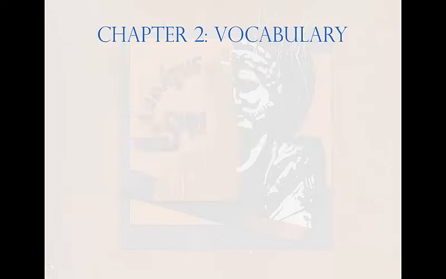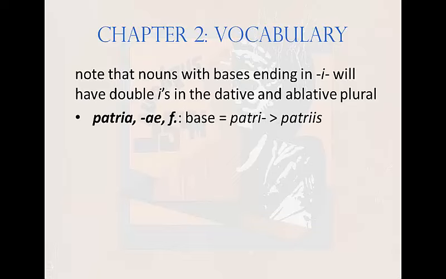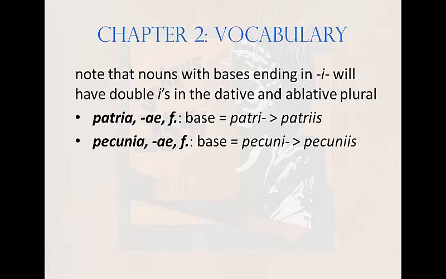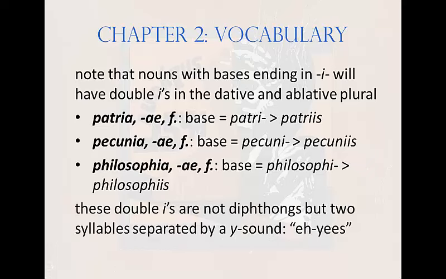Another thing to note here is that nouns with bases ending in I will in some cases produce double I's in their endings, in particular in the instance of first declension in the dative and ablative plural, so that the dative and ablative plural of a word like patria will be patriis, or of pecunia will be pecuniis, or of philosophia will be philosophiis. These double I sounds are not diphthongs, but two different syllables separated by a Y sound, iis, which is implied by the juxtaposition of the two I's.